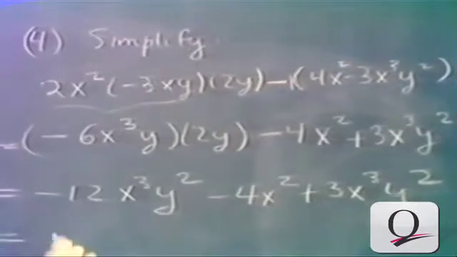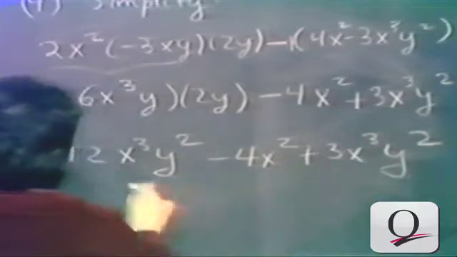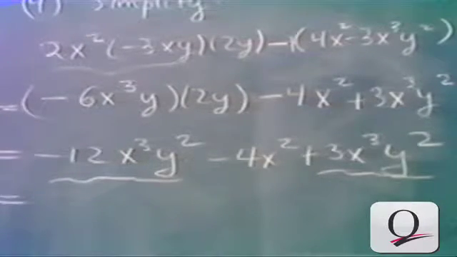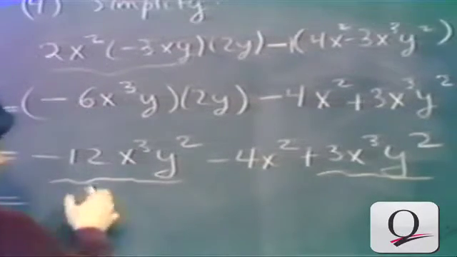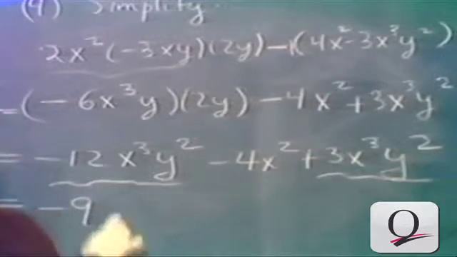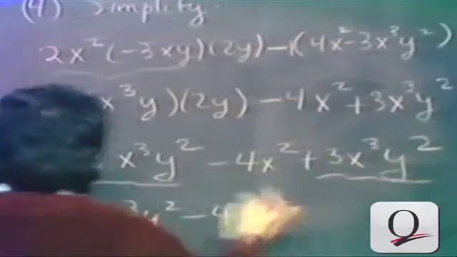Minus 12x cubed y squared and plus 3x cubed y squared. These are like terms, so we can combine them. Minus 12 plus 3 combines for minus 9x cubed y squared, minus 4x squared.